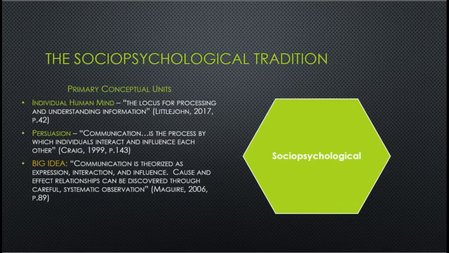The next tradition is titled the socio-psychological tradition, and the primary conceptual units are the individual human mind, which is defined according to the tradition as, "the locus for processing and understanding information." The second conceptual unit would be persuasion. Communication is the process by which individuals interact and influence each other, according to Craig. The big idea behind this tradition is that communication is theorized as expression, interaction, and influence. Cause and effect relationships can be discovered through careful, systematic observation.